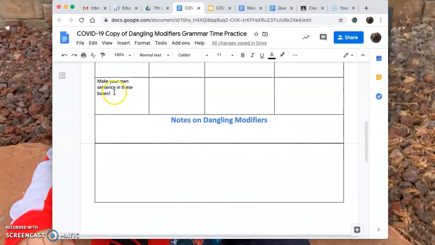Oh, and then this one, we want you to make your own sentences. So, you know, purposefully add a dangling modifier, correct it, and draw pictures. And obviously you can take notes in that. Hopefully you've been doing that.